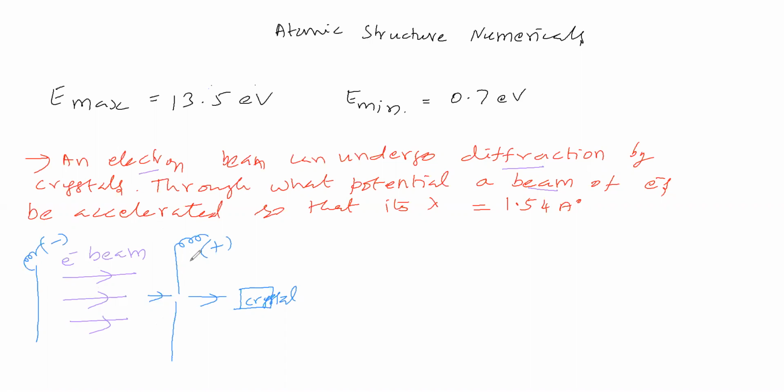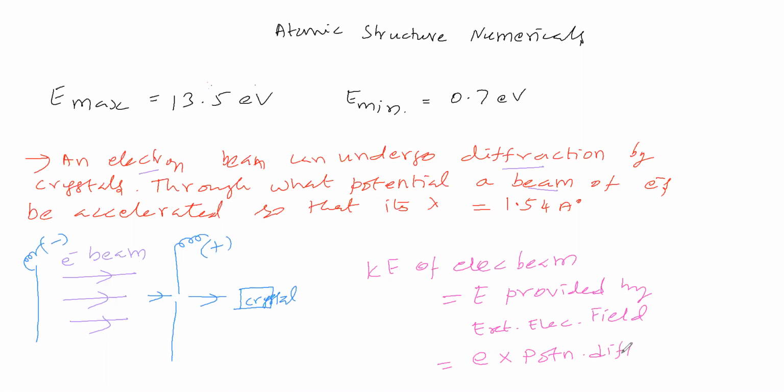That means the electron beam is directed towards a particular direction by the electric field, in the sense the kinetic energy of the electron beam is nothing but the energy provided by the external electric field. Here we are supplying electric potential. Because of electric potential, the electron beam is directed in a particular direction. Therefore, the kinetic energy of the electron beam is nothing but the energy provided by the electric field, which is equal to charge of electron into potential difference.